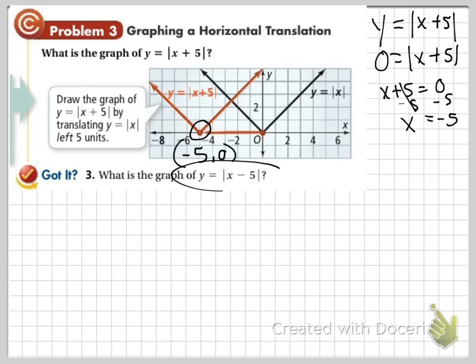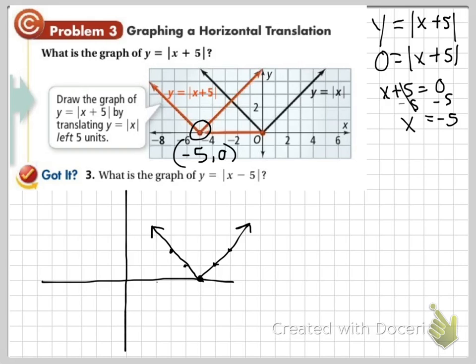So if we're graphing this equation, y equals the absolute value of x minus 5, we're going to go 5 to the right. So 1, 2, 3, 4, 5. And I can go up 1 to the right 1, up 1 to the right 1, go back to the bottom of my V, up 1 to the left 1, up 1 to the left 1. And there's my graph. So when we have adding or subtracting inside of the absolute value, that's moving you left and right. When it's outside of the absolute value, that's when it's going up and down.